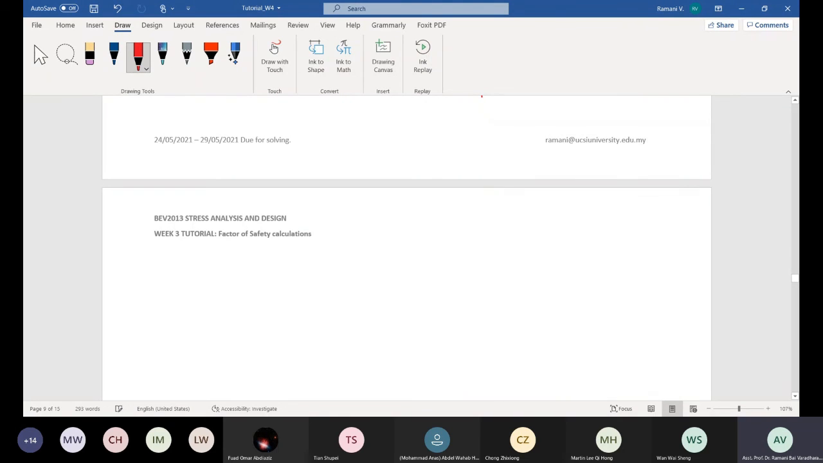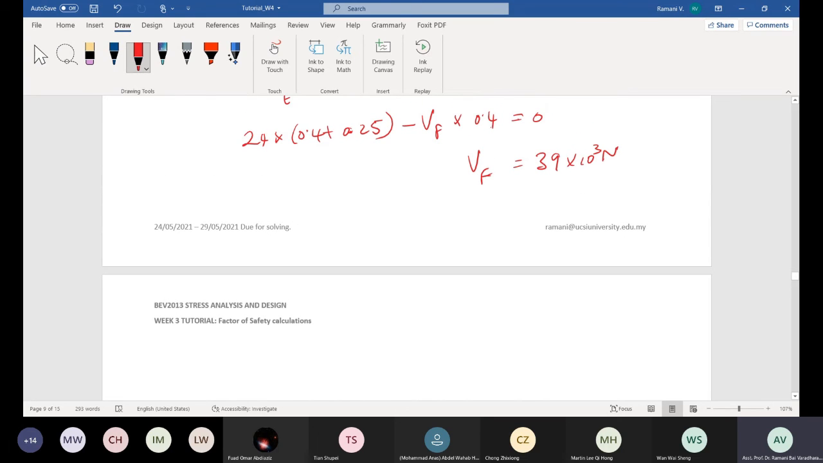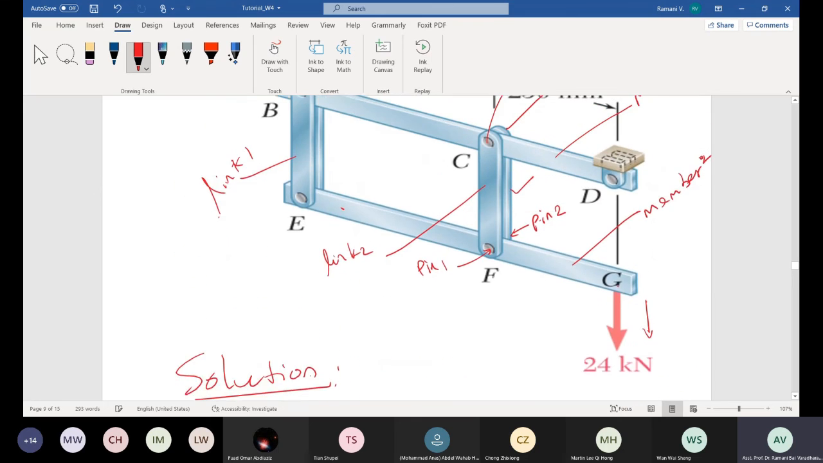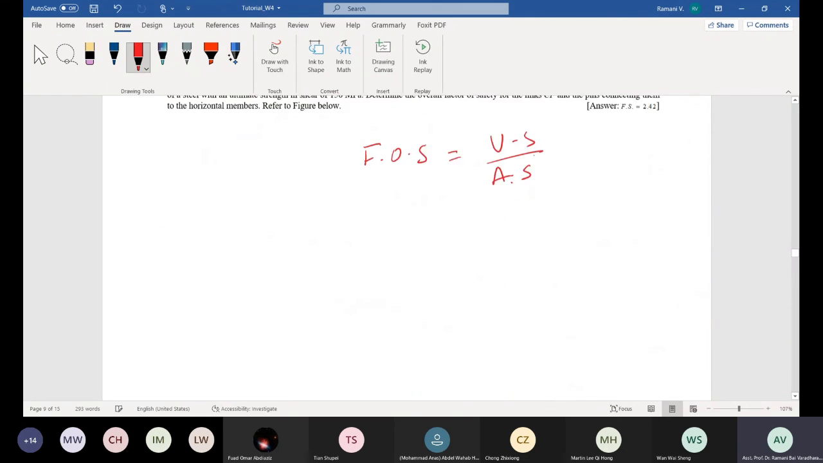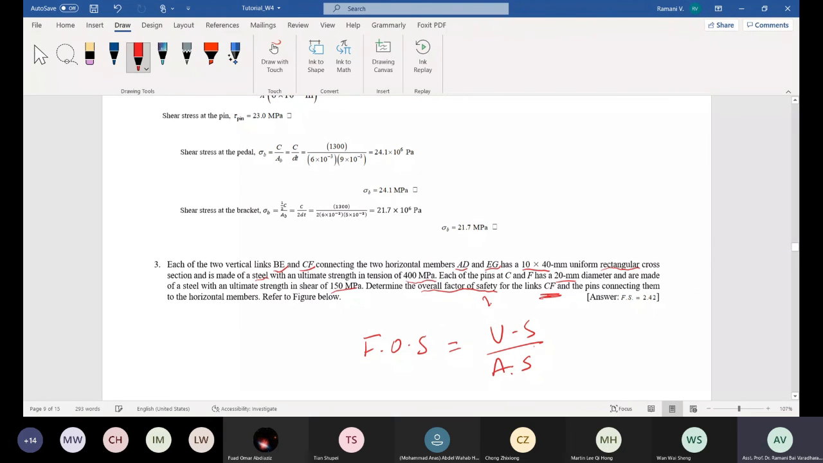Before I go to calculate the tensile stress, what is the area of contribution? That is most important for you. What is the area of contribution? Go to this member, the diagram. What is the cross section given? Cross section is given as 10 times 40, isn't it? 10 times 40.